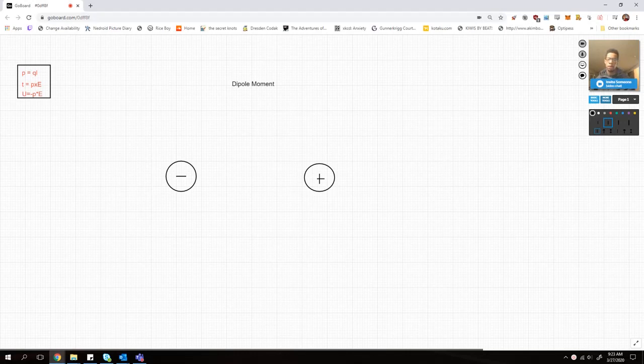This is a common problem that I think isn't always very clear to students. So I'm just going to go over some of the topics real quick. I've got three equations that I'm going to go through, and I'm going to explain what a dipole moment is.